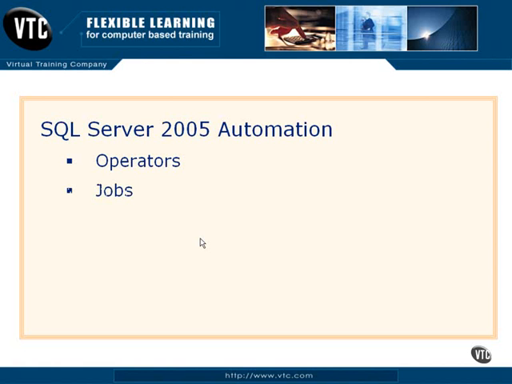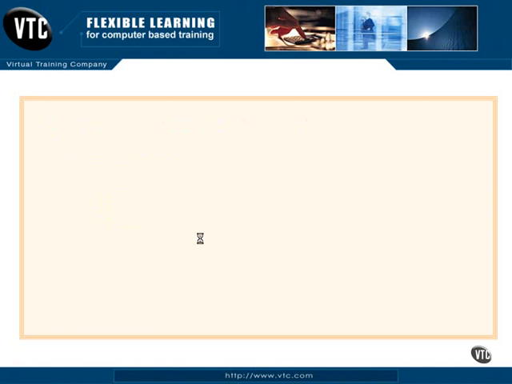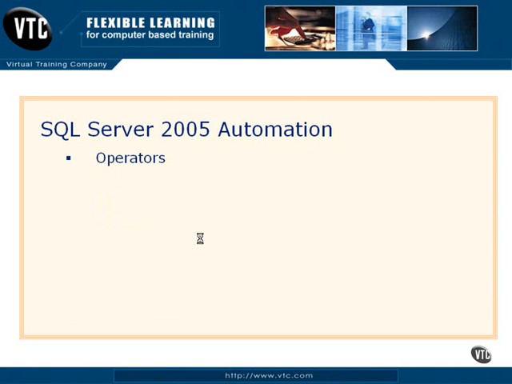Okay, the first one is an operator, the second is a job, and the third is alerts. Not necessarily in this order, but the three pieces work hand in hand, and I'll explain those and demonstrate them in the upcoming videos. Let's take them one at a time.